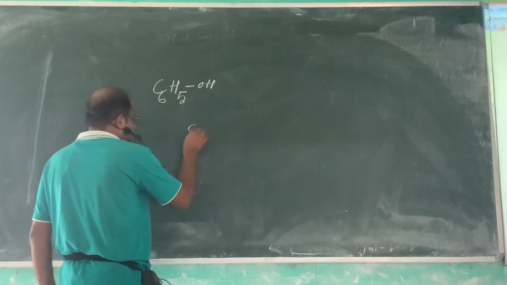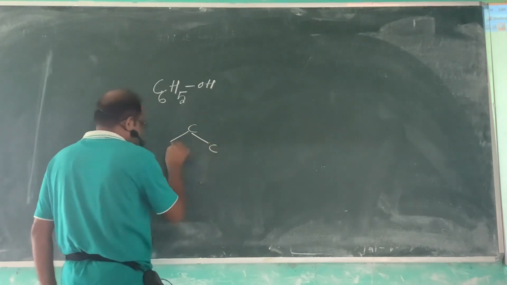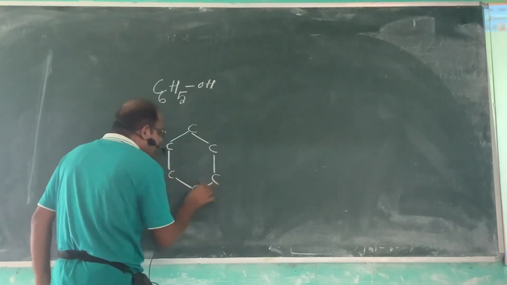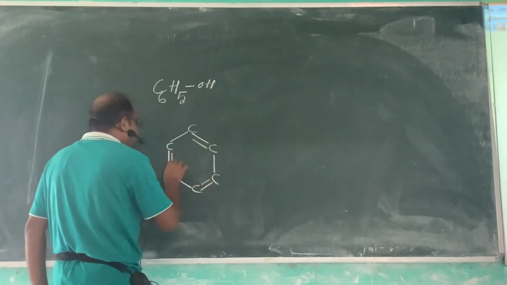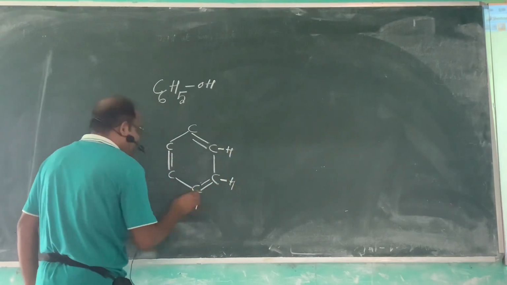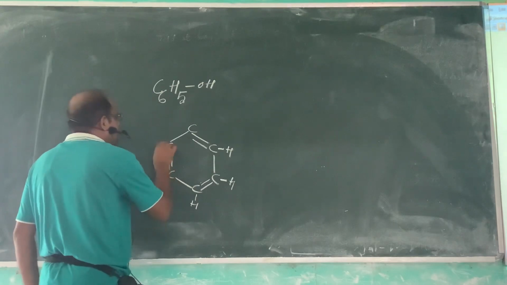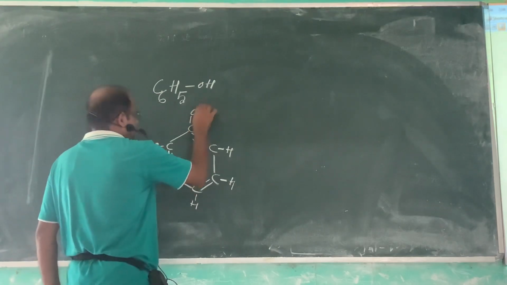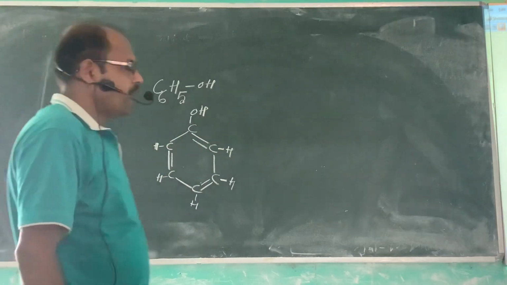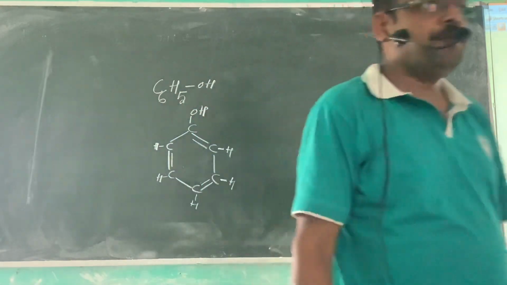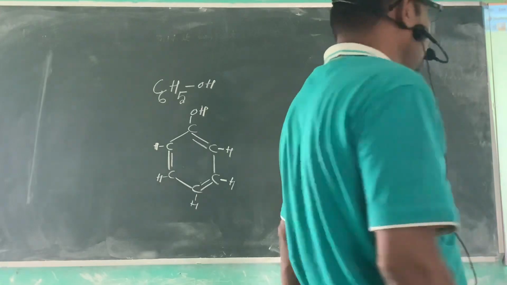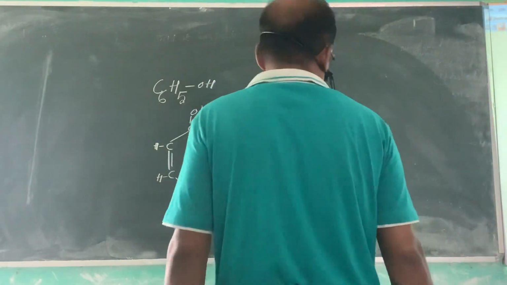Structural formula for phenol is... this is the structural formula for phenol. One hydrogen atom of benzene is replaced by an OH group, then we get phenol. The molecular formula is C6H5OH.